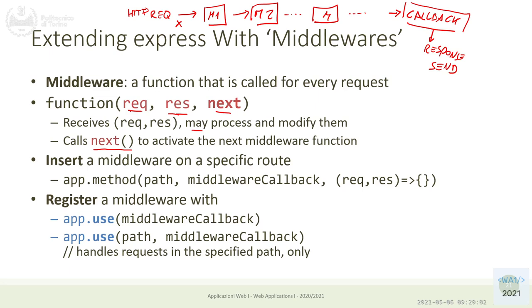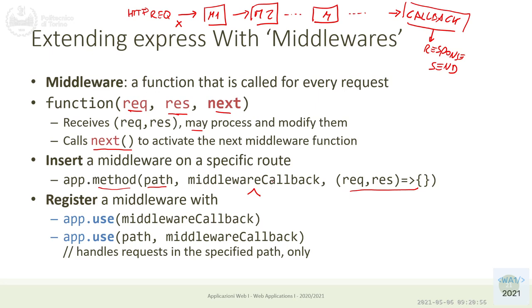Just need to observe this rule of calling next before returning, and whenever you want a given path, a given route to be processed by one or more middlewares, you must just insert them in between here. So you have your app.get here, you specify a path, you have your callback, but between the path and the callback you can have the name of a function that you want to call for pre-processing the request. Can be your own function, or can be some function that we import from some module, which is already predefined.